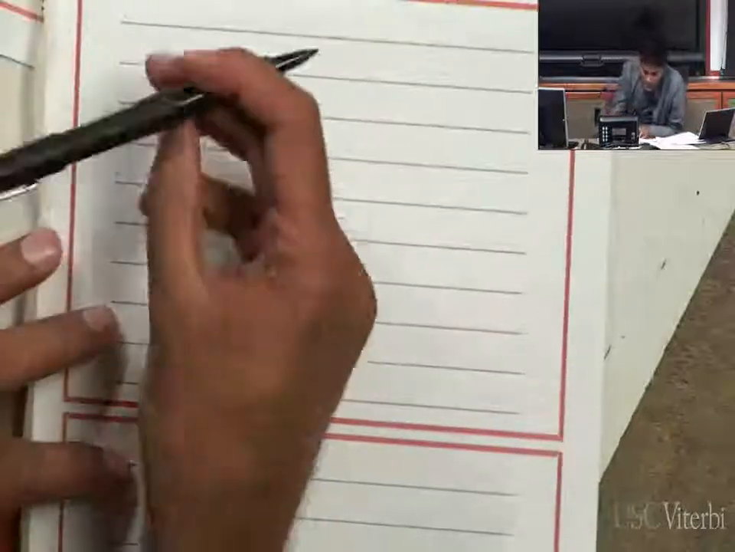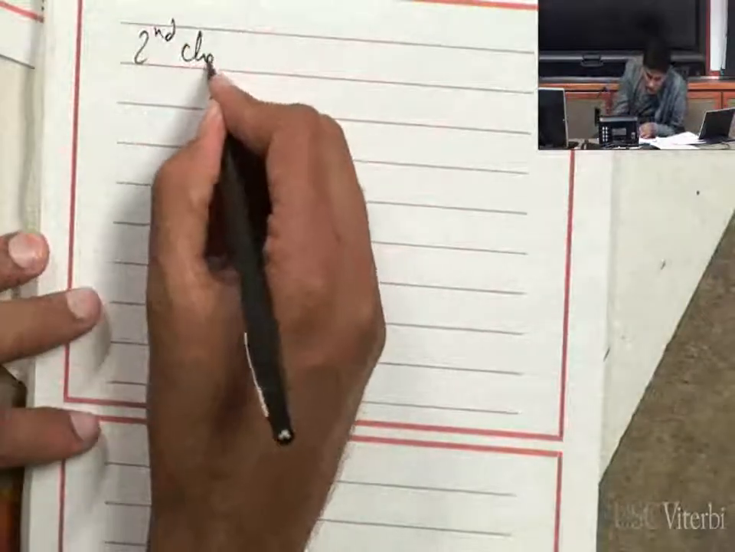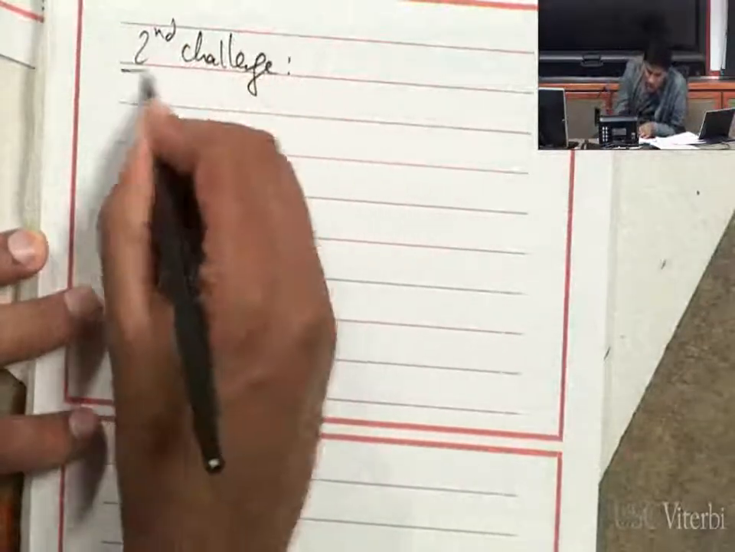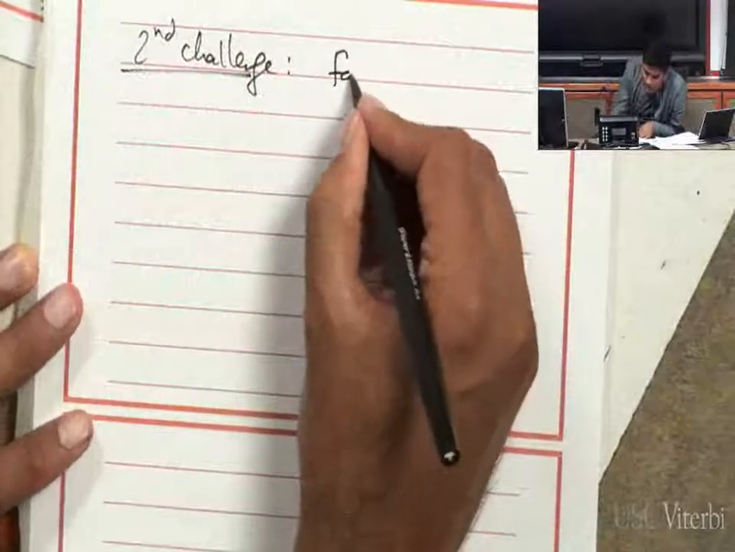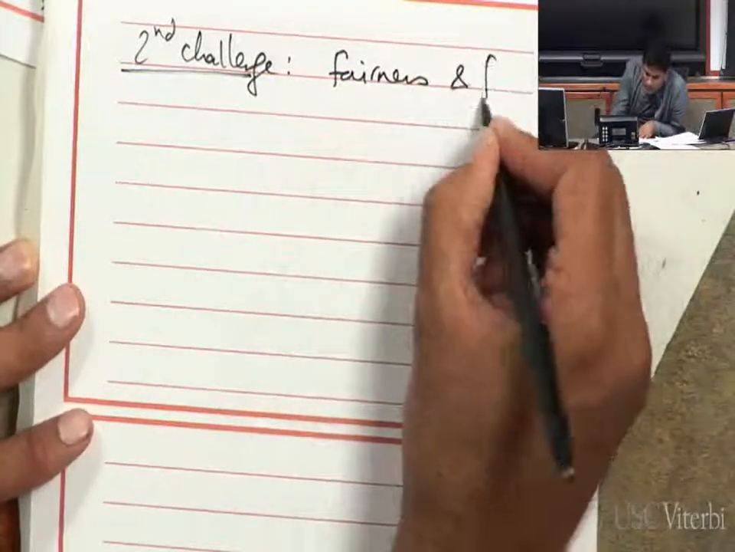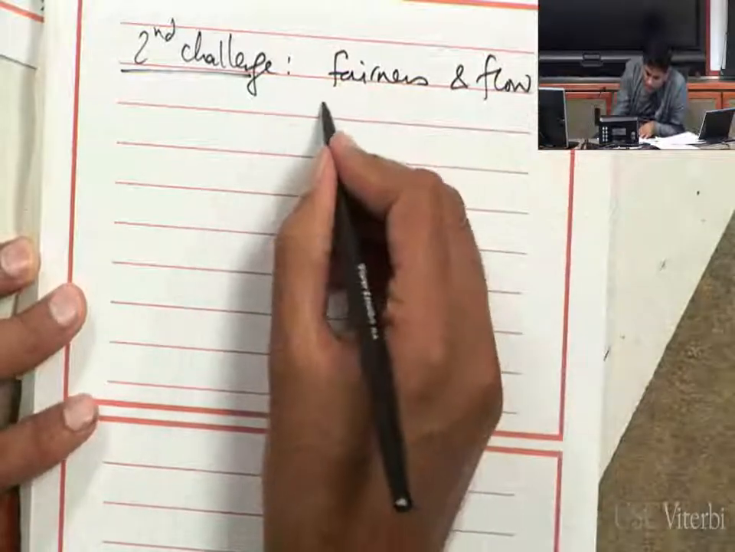The second challenge is a problem of fairness and flow starvation, which is the opposite of fairness, if you will.